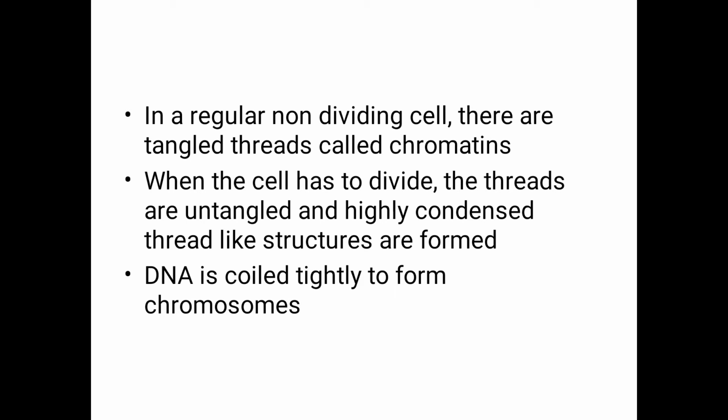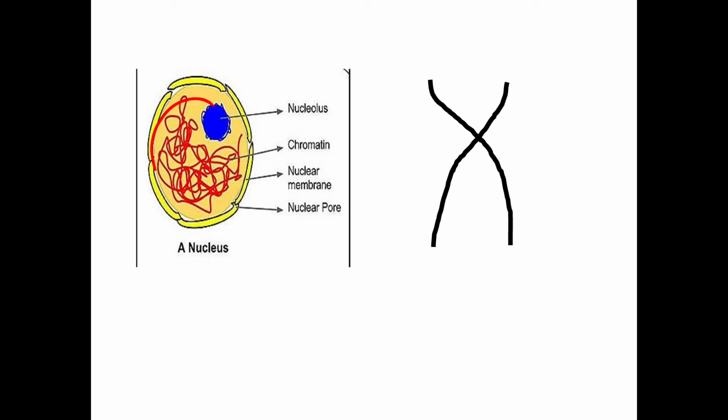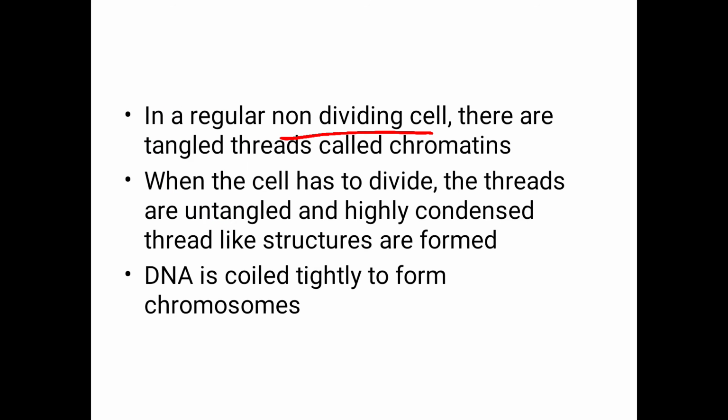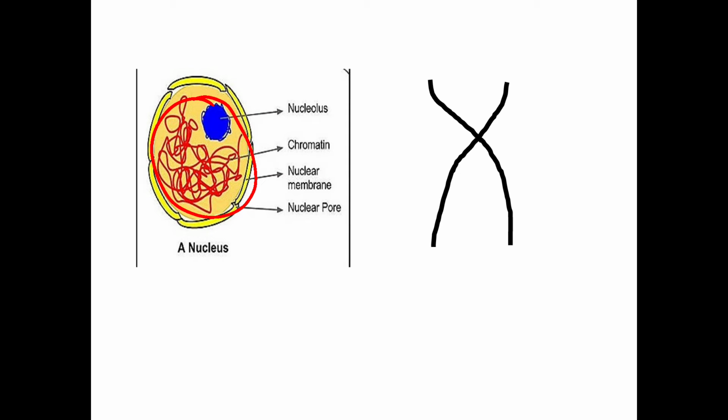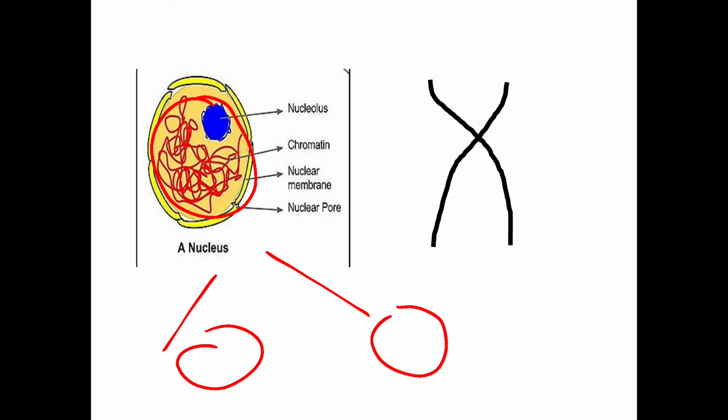Now cells can be in a dividing phase, or in a non-dividing phase. In a regular non-dividing cell, there are tangled threads called chromatins, like this. These tangled threads are called chromatins. Now what happens when the cell needs to divide? It becomes very difficult to divide these tangled chromatins equally between two daughter cells. If the structure is tangled, it would become very difficult to do that.